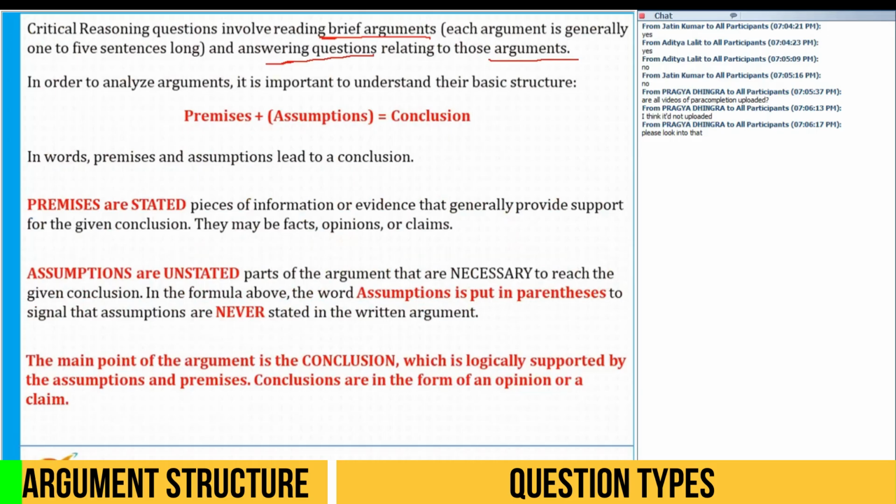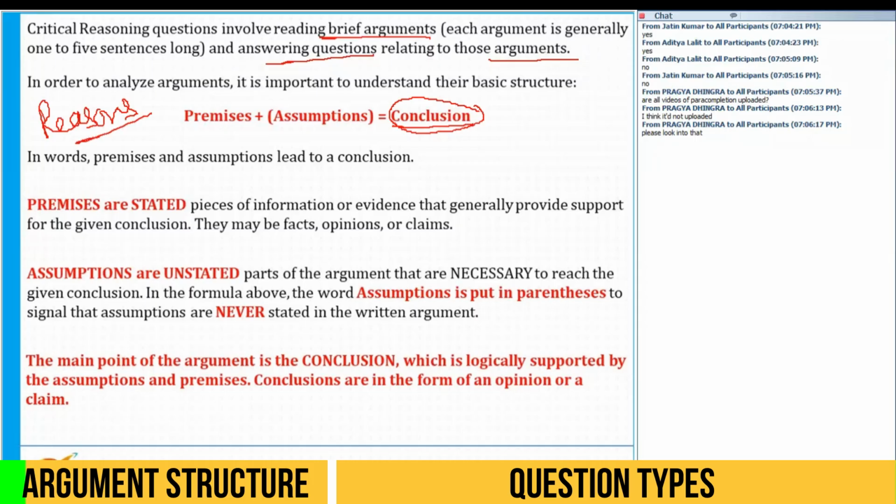So I told you, you will read a paragraph, and based on your reading, you will answer some questions relating to that paragraph. Now, what are you going to see in the paragraph? We all know that whenever you form any conclusion, your conclusion is based on reasons, isn't it? Your conclusion is based on reasons.